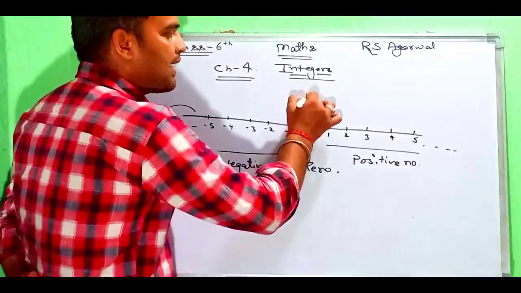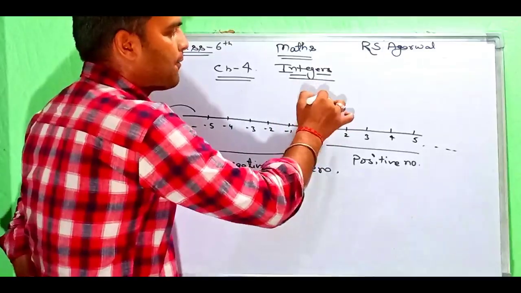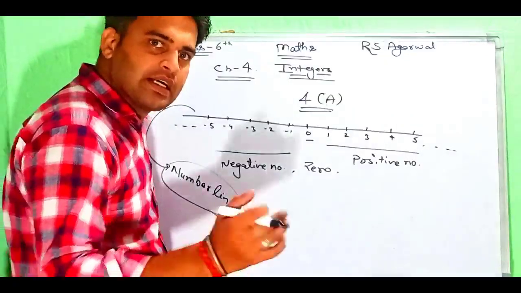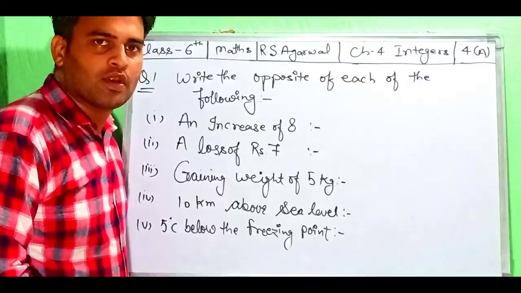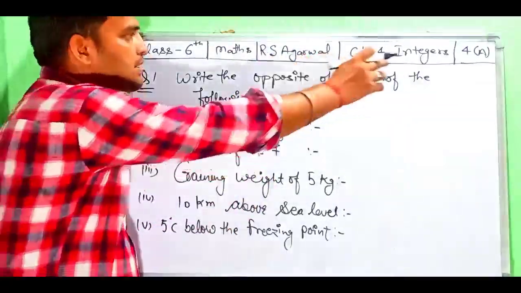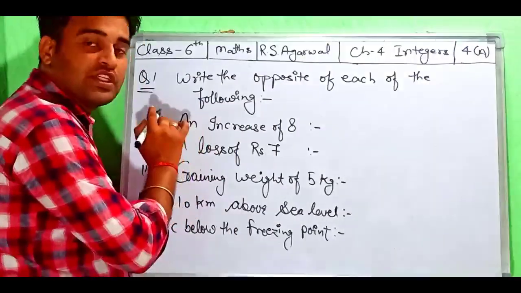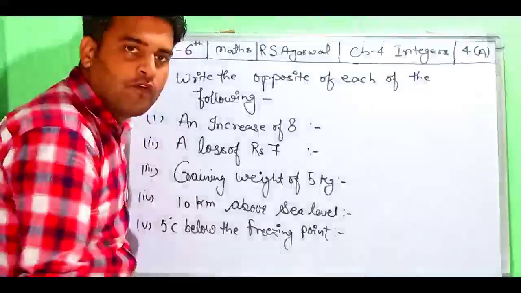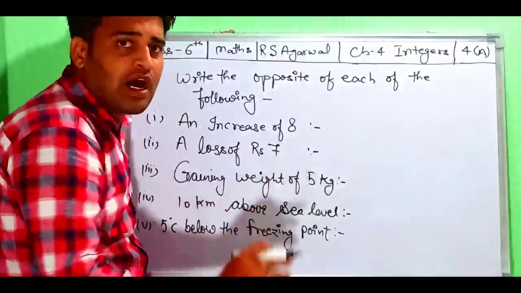Now we are starting our first exercise, 4A. Should we start? Come, we are starting 4A now. Look at student, if we move to the first question of exercise 4A, what is the question saying? Write the opposite of each of the following. We will have to write the opposite of all of these.